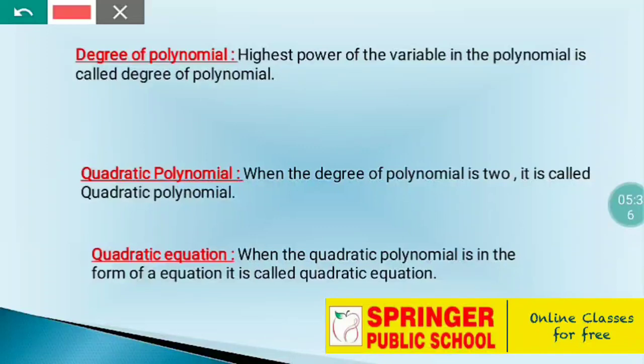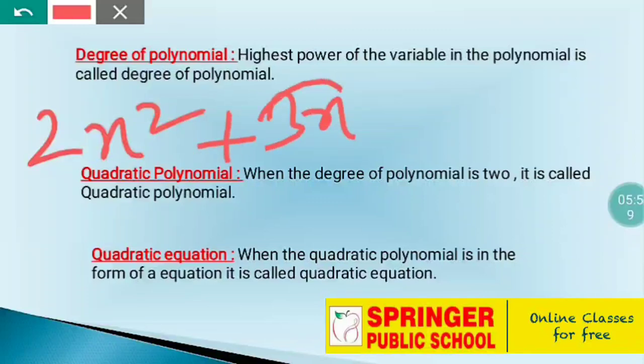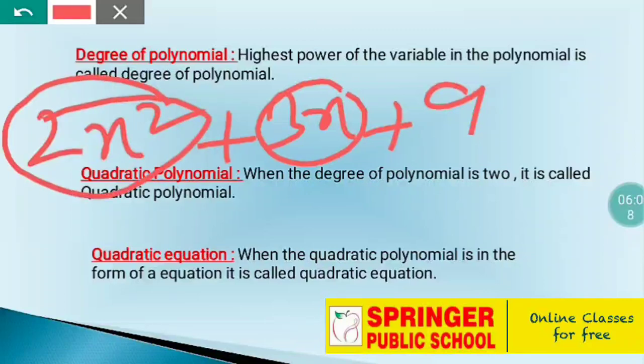Suppose I say 2x square, is it a quadratic polynomial or not? The answer is yes, it's a quadratic polynomial. Why? Because you have the power of x as 2. Whenever you have the power of x 2, it's a quadratic polynomial. It does not matter whether you have 3x, the second term, or the third term or not. What matters is that the first term 2x square must be there.